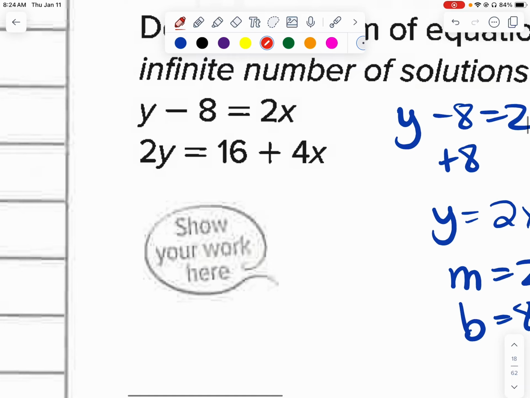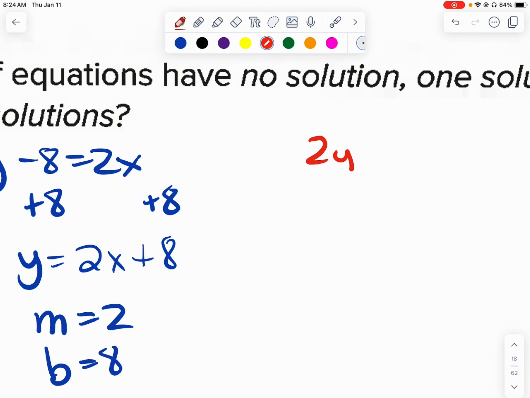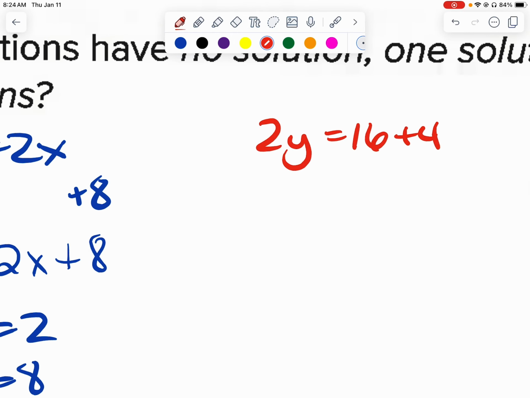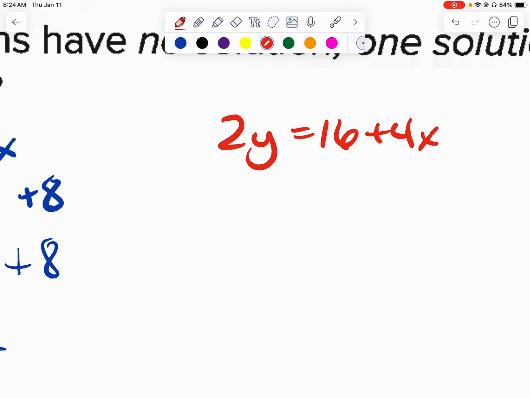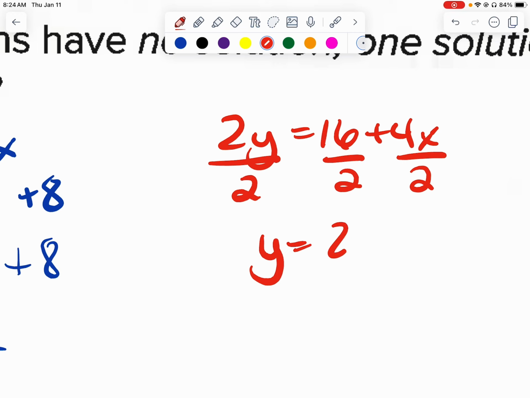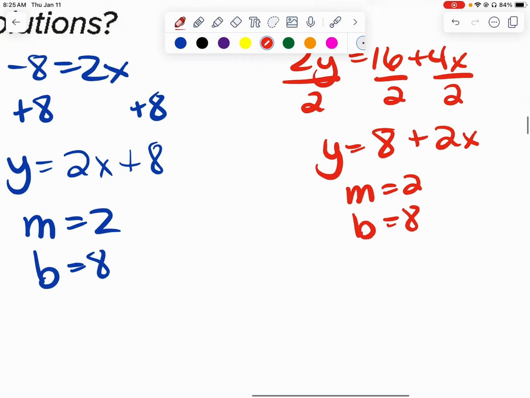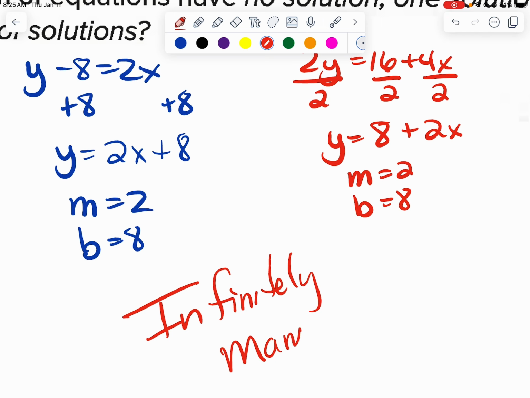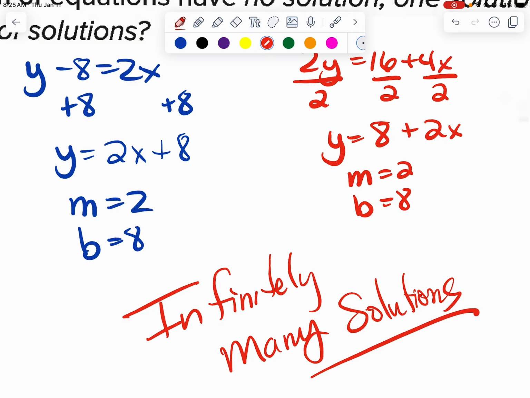Then I'm going to take 2y equals 16 plus 4x, and I'm going to solve. Divide by 2, divide by 2, divide by 2. Get y equals 8 plus 2x. My slope is 2. My y-intercept is 8. Let's compare. They're exactly the same. So this is infinitely many solutions.